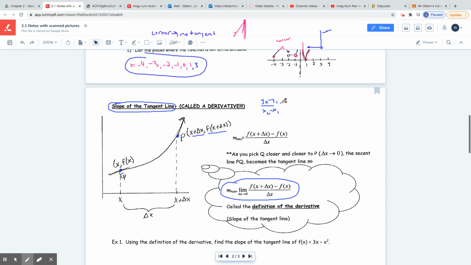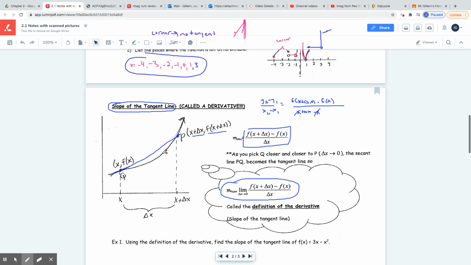So if we're doing the slope, y2 is f of x plus delta x, minus y1, which is f of x, all over the two x coordinates, which is x plus delta x minus x. Well, the x's cancel, leaving you with f of x plus delta x minus f of x all over delta x. So that's this right here. That's just any secant line, the slope of that line.